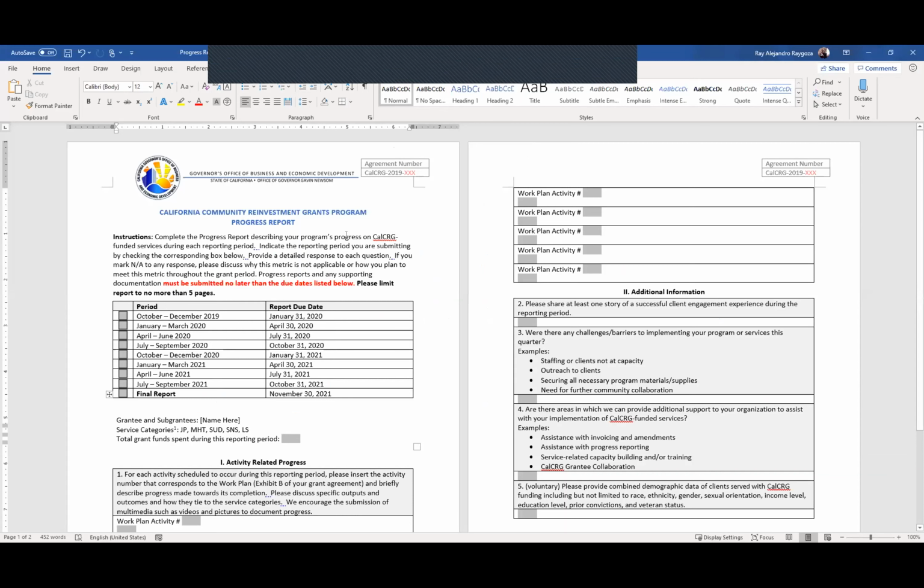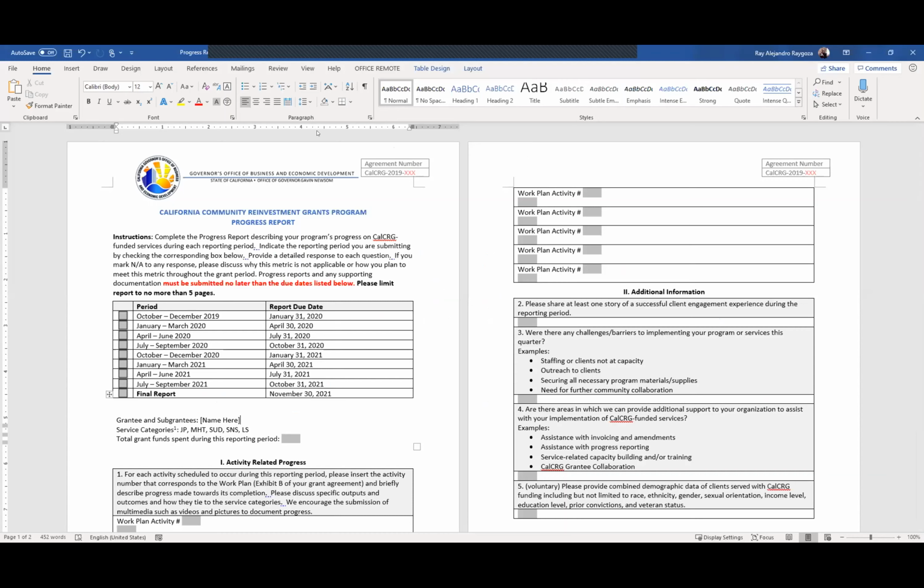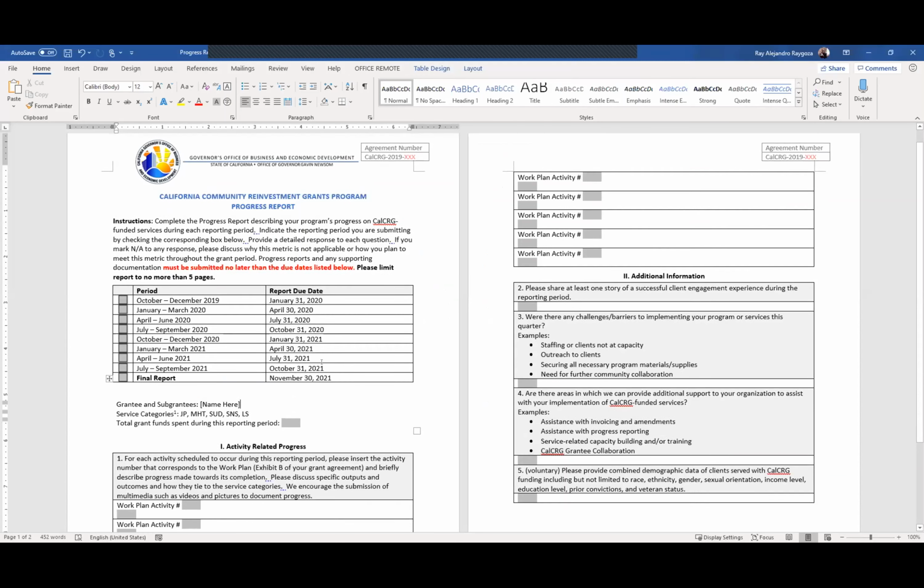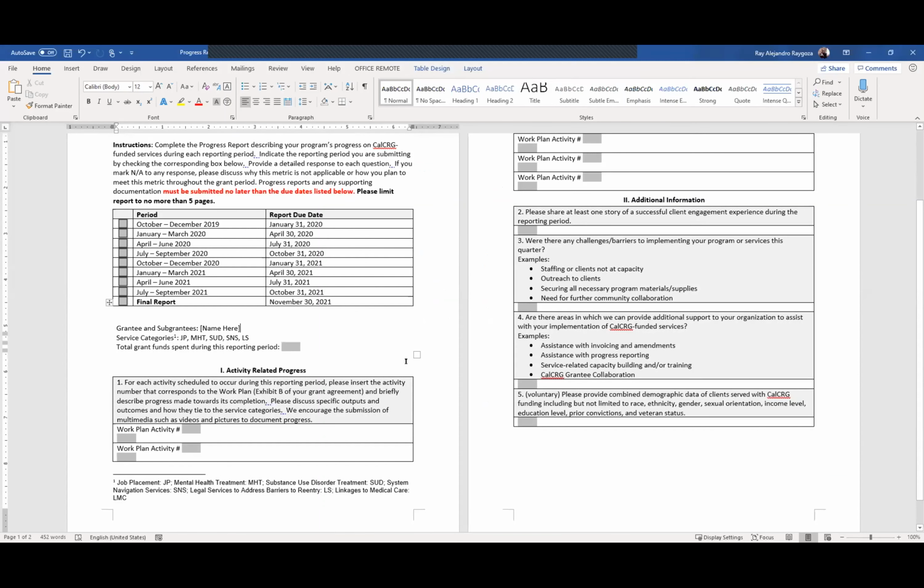So this is the narrative portion. It's very similar to what you received before. You will notice that most of the changes happen in the Excel spreadsheet. However, there is one change you will notice immediately: one section was removed, the outputs and outcomes. That is because we're capturing that in the quantitative portion.